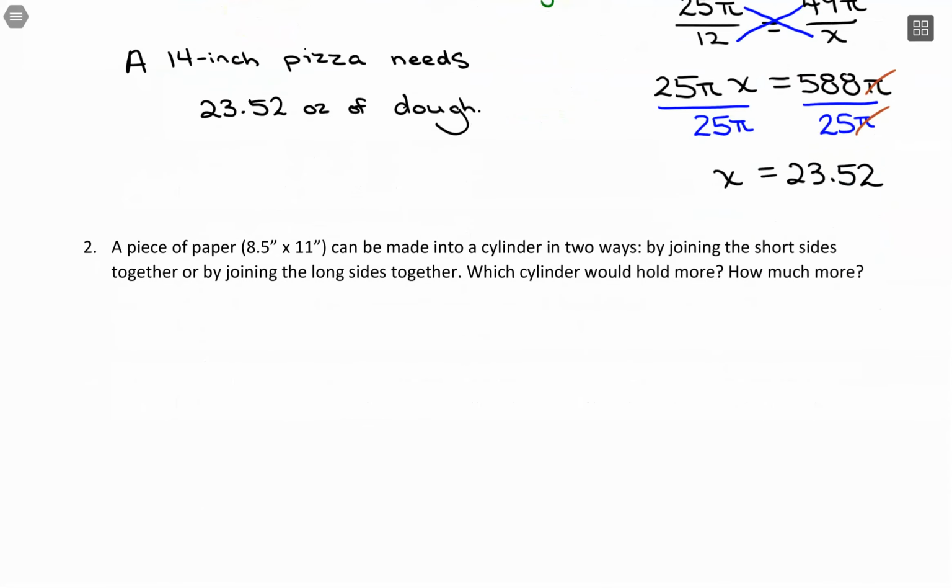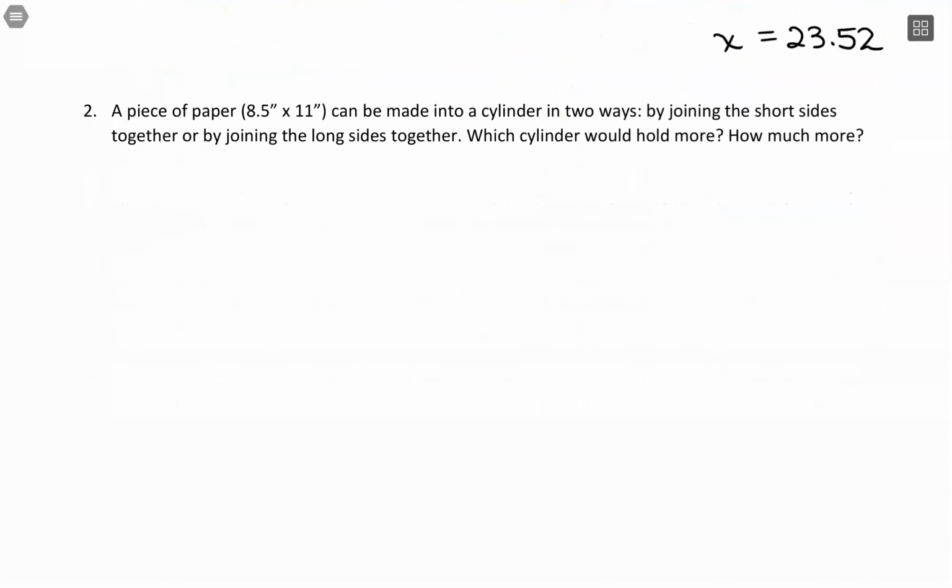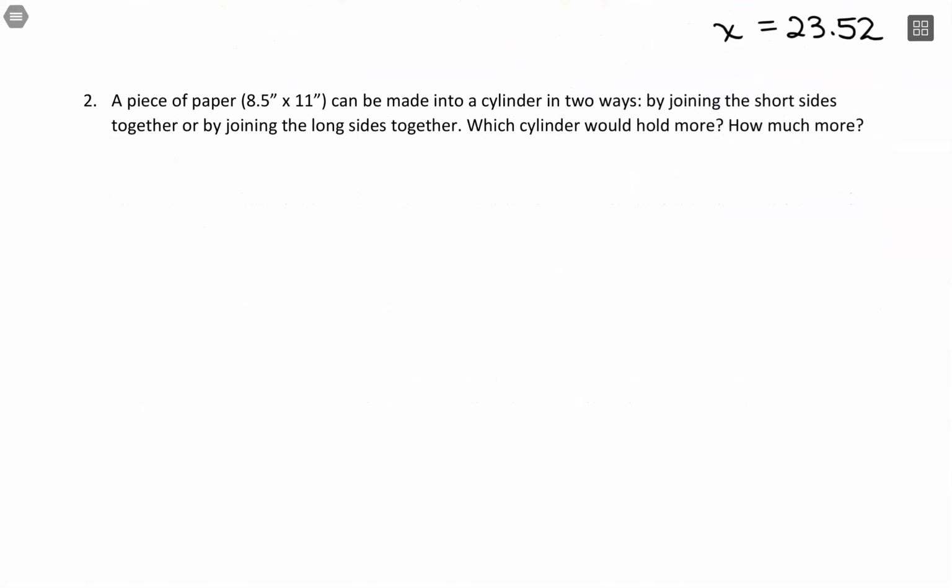Okay, this question, I love looking at this question. So say you have a piece of paper and you want to make a cylinder with it. There's two ways to go about that. So the first way, let's call this way A, is to join the short sides.